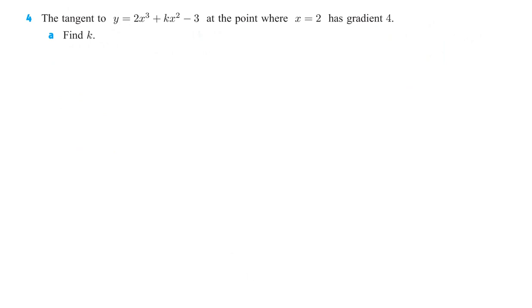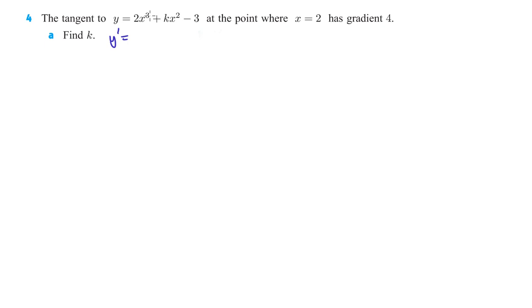All right. The tangent to y equals 2x cubed plus kx squared minus 3 at the point where x equals 2 has a slope of 4. Find k. So they're saying the tangent here at x equals 2 has a slope of 4. So since we've got the slope of the tangent, we want to do the derivative. Even though we've got this k in here, it's going to be all right. So let's do our derivative.